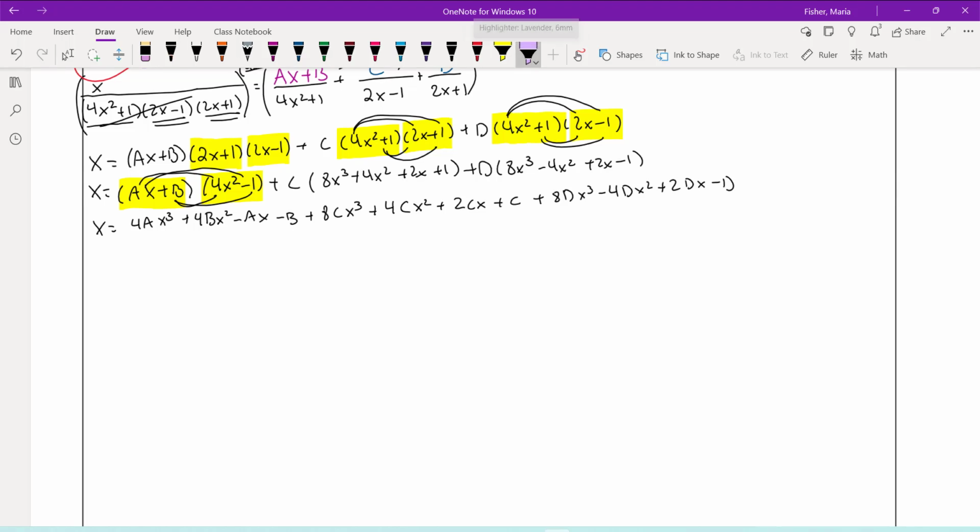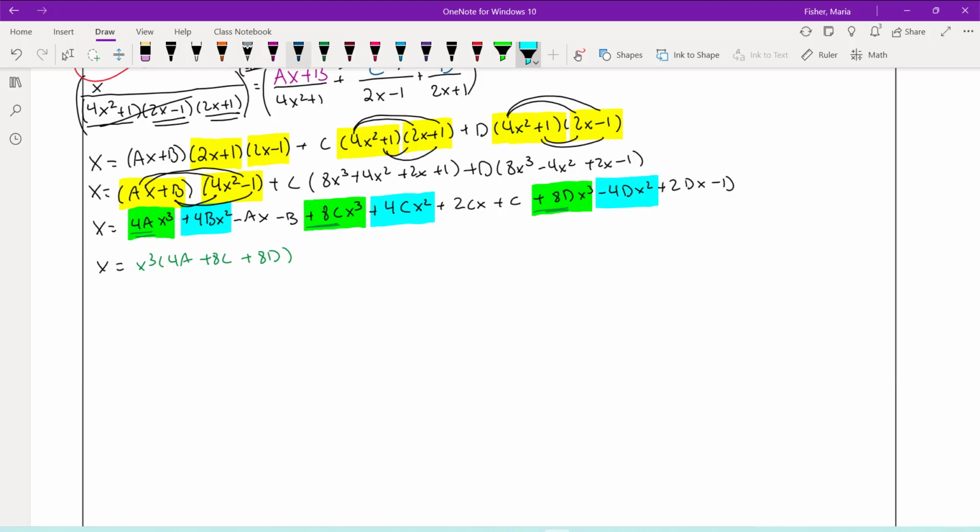Now let's collect our terms. So let's highlight and collect all our x cubed terms. This is x cubed, this is x cubed, and this is x cubed. So this would mean that x would equal x cubed, and I'd have 4a plus 8c plus 8d. Then let's collect all our x squared terms. This is x squared, this is x squared, and this is x squared. So I'd have plus x squared and then 4b plus 4c minus 4d.